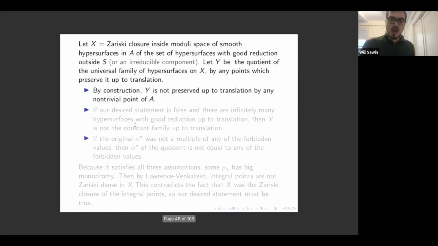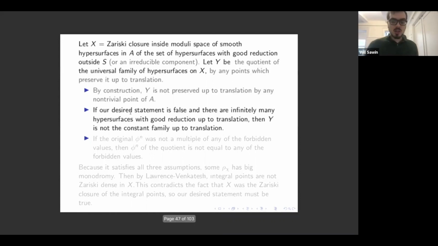And so once we mod out by any points Y is invariant under translation by, then Y will not be preserved up to translation by any non-trivial point of A. So we can verify the first assumption. Because we assumed that there are infinitely many different hypersurfaces that are not equal up to translation with good reduction, lying in X, we can conclude that X can't be constant up to translation. And so that verifies the second assumption.